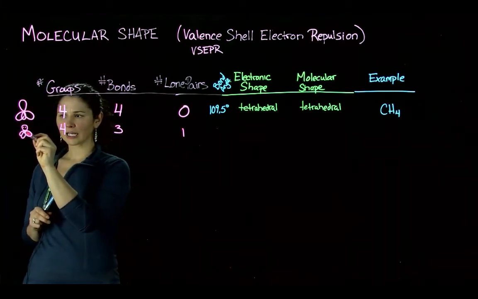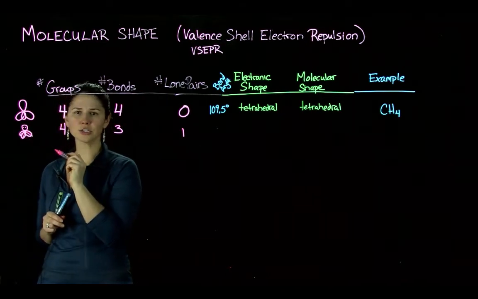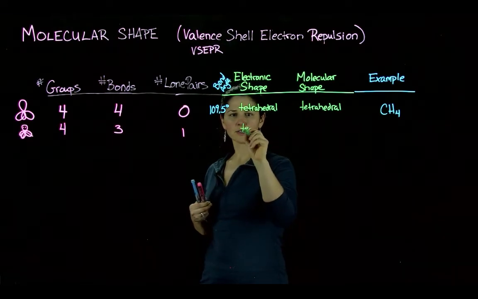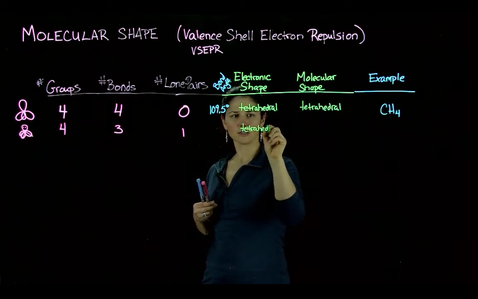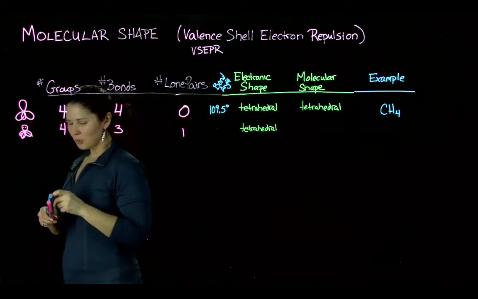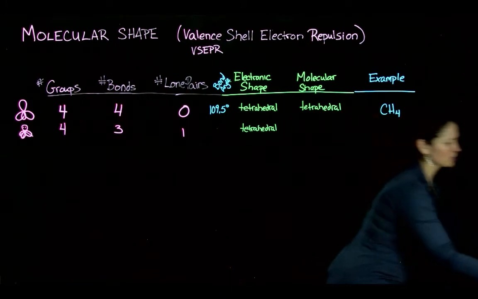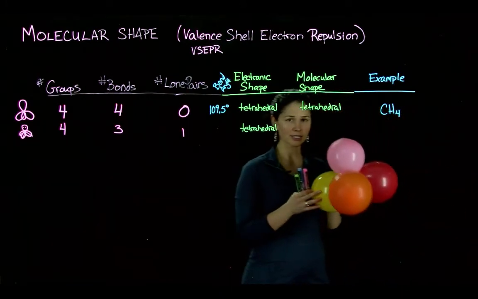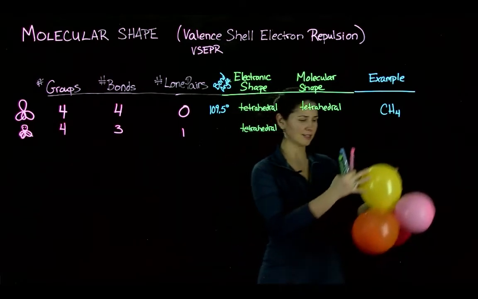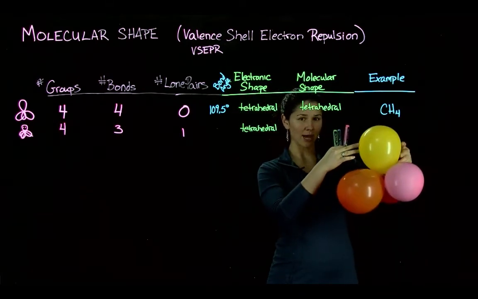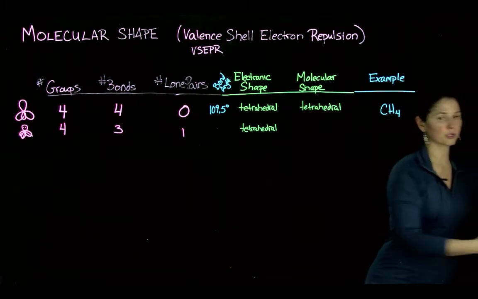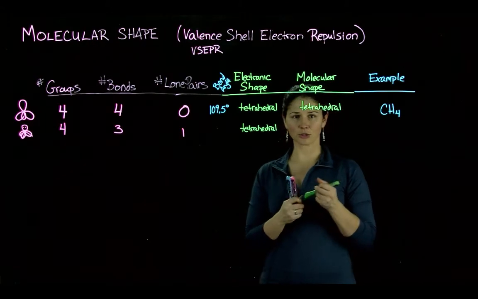And so basically, your electronic geometry here remains tetrahedral, but your molecular geometry changes. Your electronic geometry hasn't changed very much at all. It still looks the same. But the difference is now when you squint your eyes, you don't see the balloon on the top. You only see the balloons that are on the bottom. And this leaves you with a trigonal pyramid-shaped molecule.